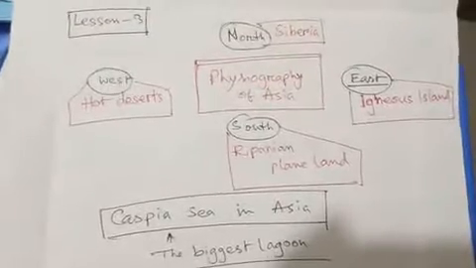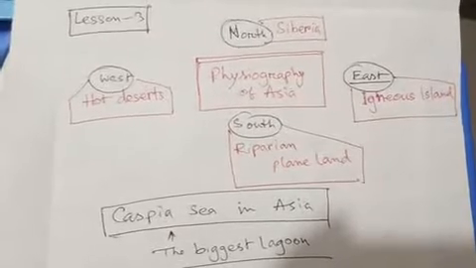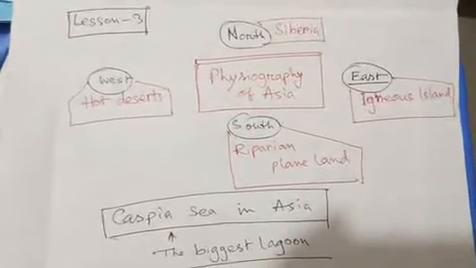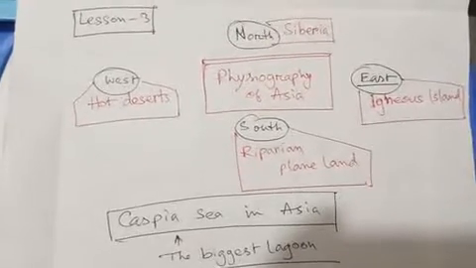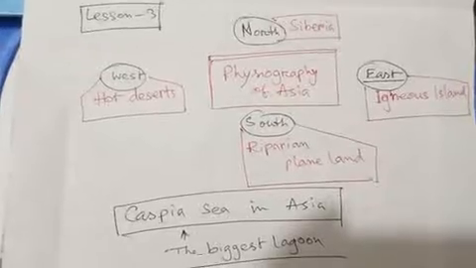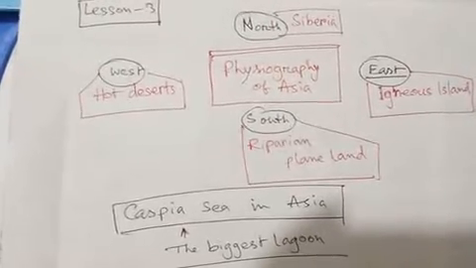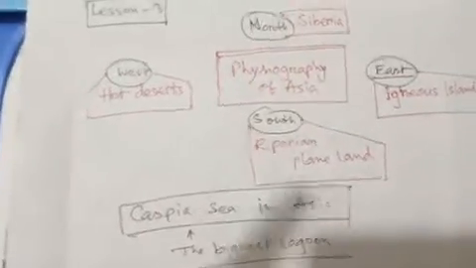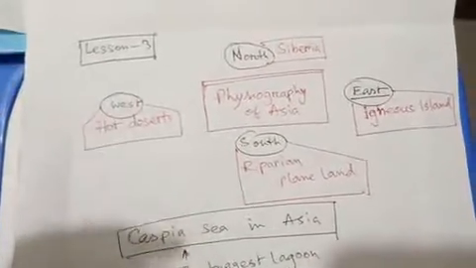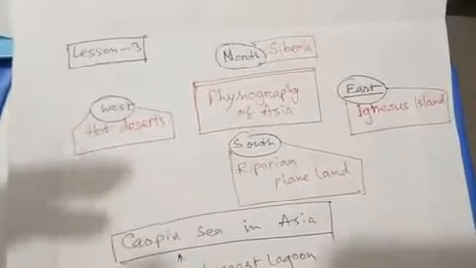Let's go to lesson 3. It's about physiography and climate of Asia. Today we are going to learn about physiography. The variety of Asia's physiography is remarkable. Here, nearly 1/3 of the area is plain land.